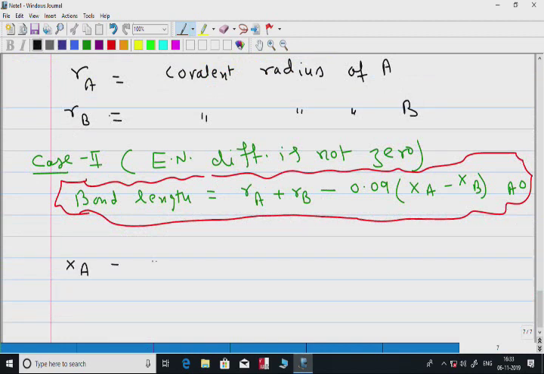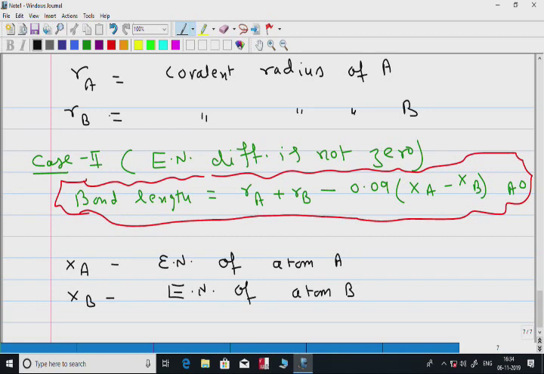XA is the electronegativity of atom A, and XB is the electronegativity of atom B. Guys, these are just formulas that you have to remember.